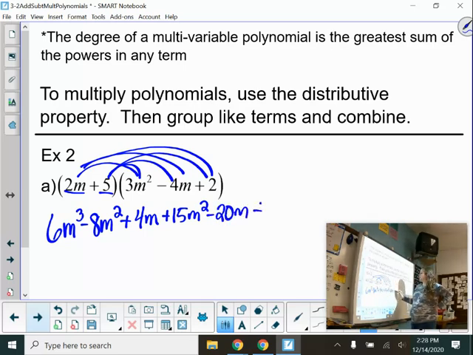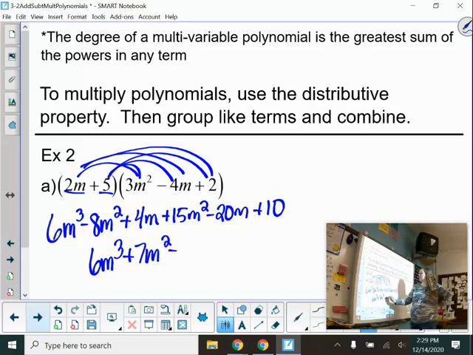5 times 2 is 10. Now we go through and look for like terms. There's only one term that has an m cubed in it, so I'm going to carry the 6m cubed down to my answer. I have a negative 8m squared and a 15m squared. That's going to be a positive 7m squared.